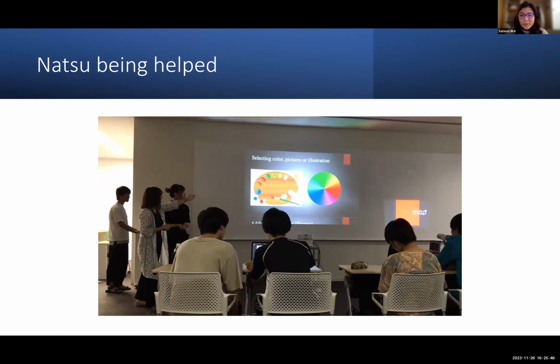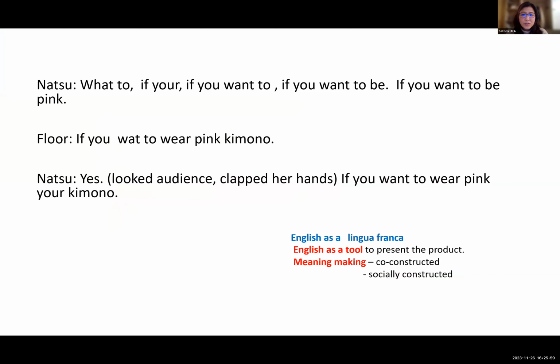This projection mapping projects motifs on white kimono robes. Natsu explained the idea: the user can choose the kimono robe color. Let's take a closer look at the interaction. Natsu said, "What to... if you want to..." So Flora helped her with what she wanted to say: "If you want to wear a pink kimono."